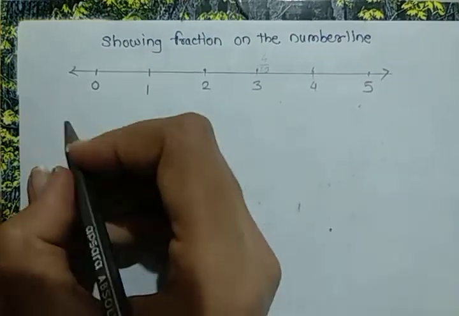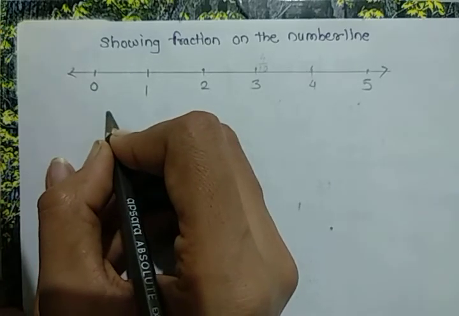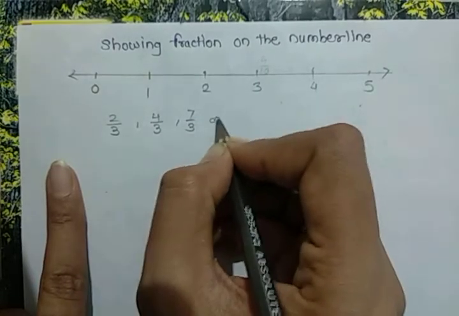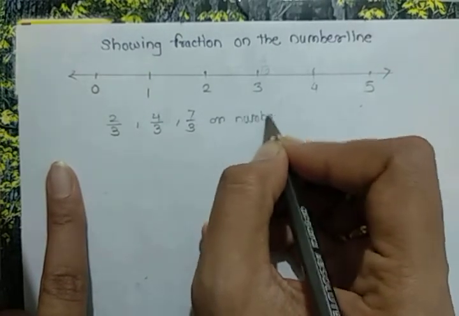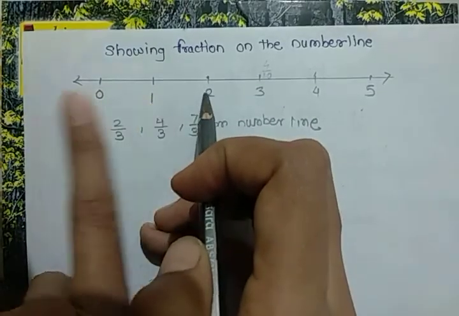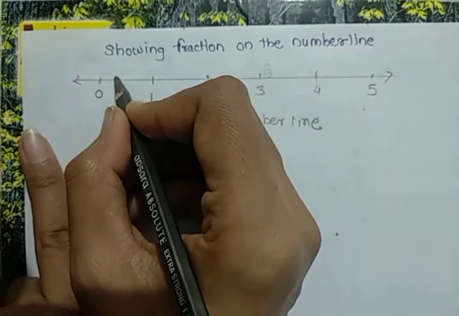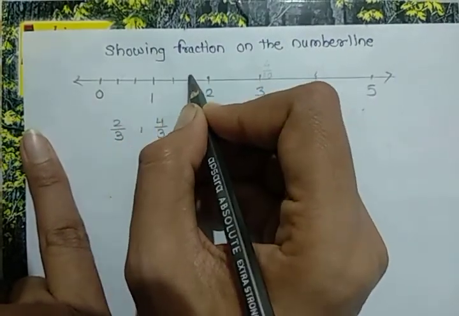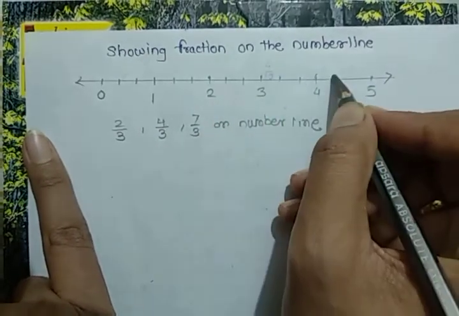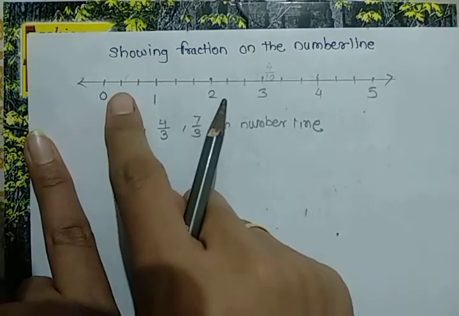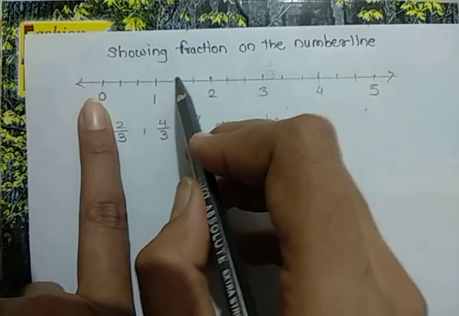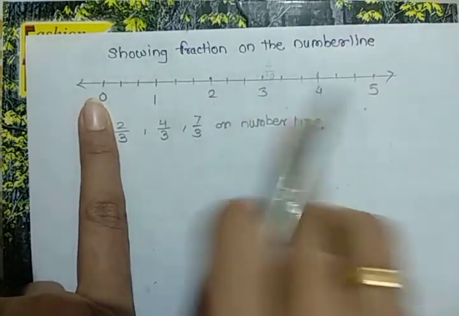And here our question is, let us show the fractions 2 upon 3, 4 upon 3 and 7 upon 3 on the number line. Here in between two numbers, first make 3 equal parts. Okay, see here in between 0 and 1 there are 3 equal parts, 1, 2, 3. Here also 1, 2, 3, 1, 2, 3. These are the equal parts.